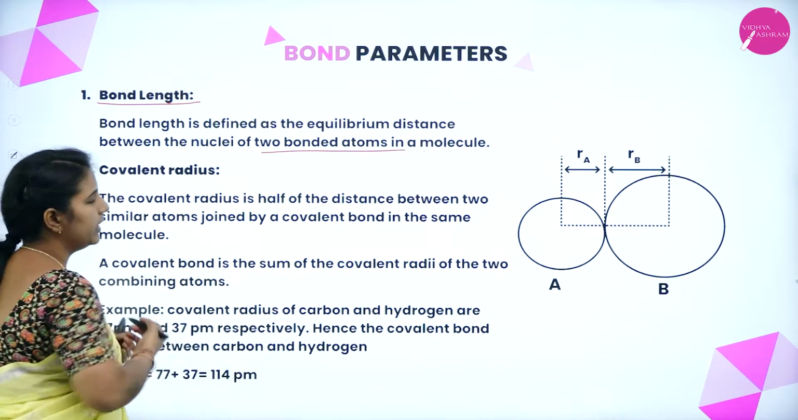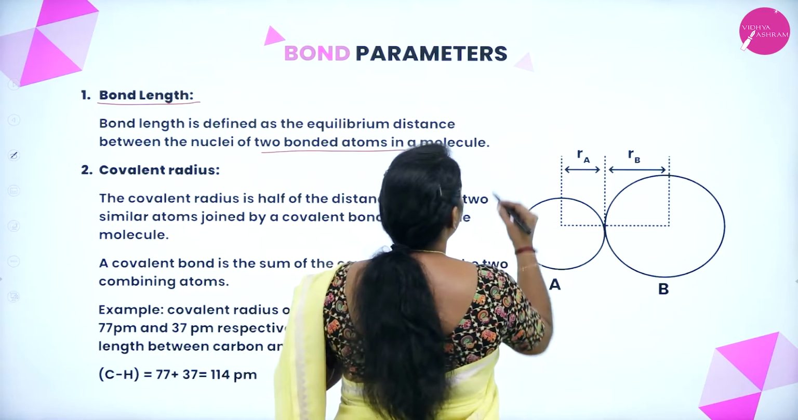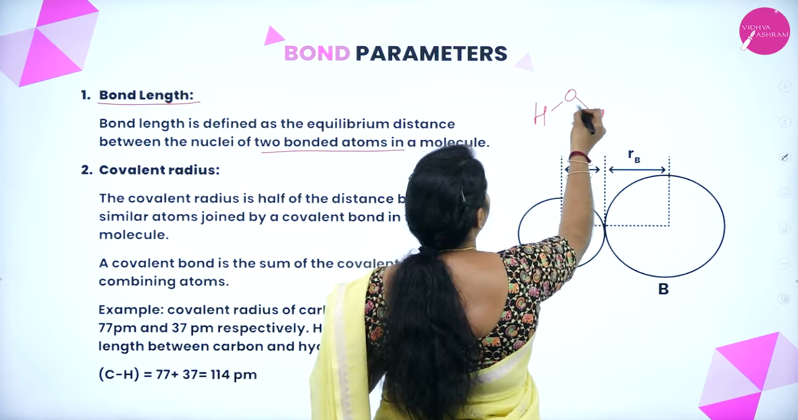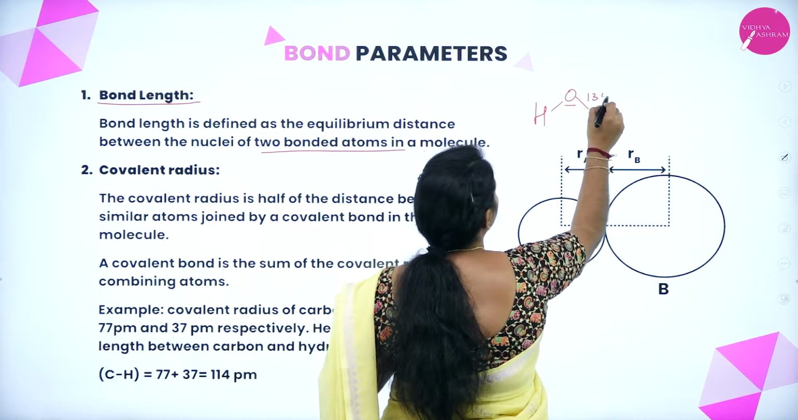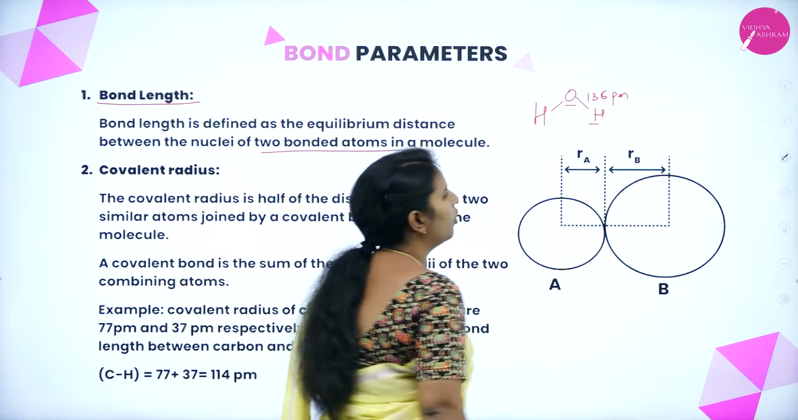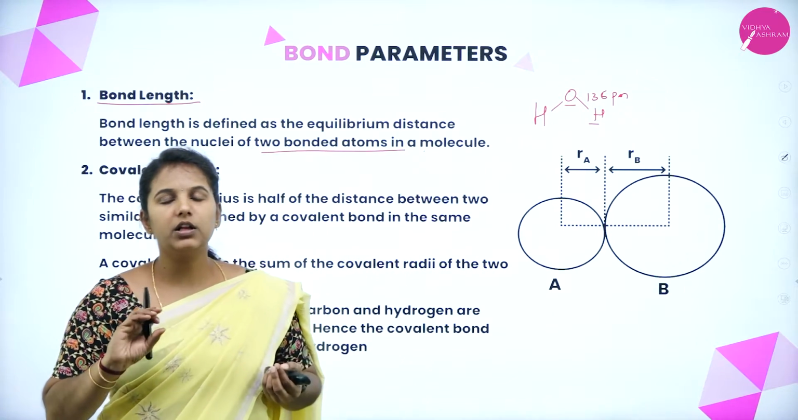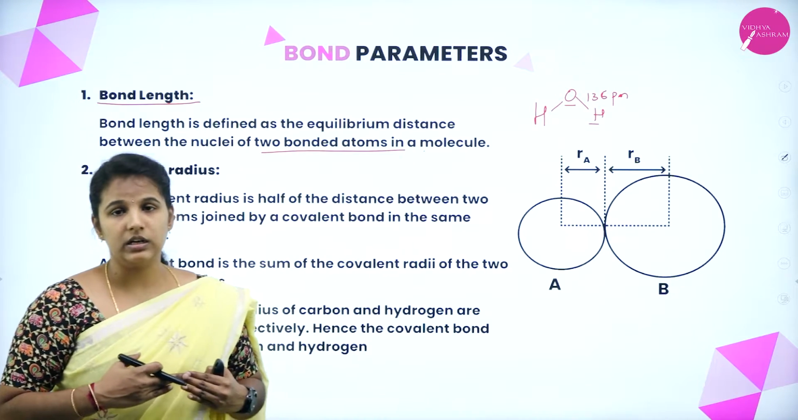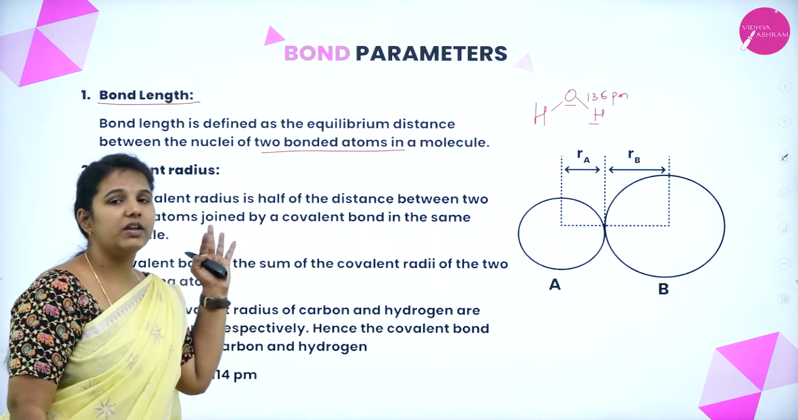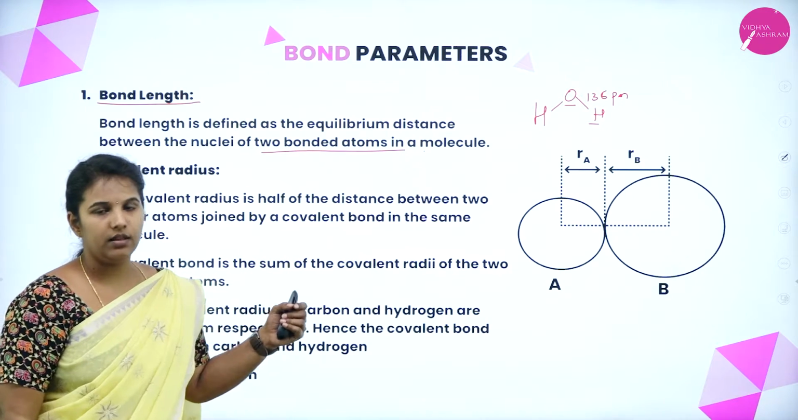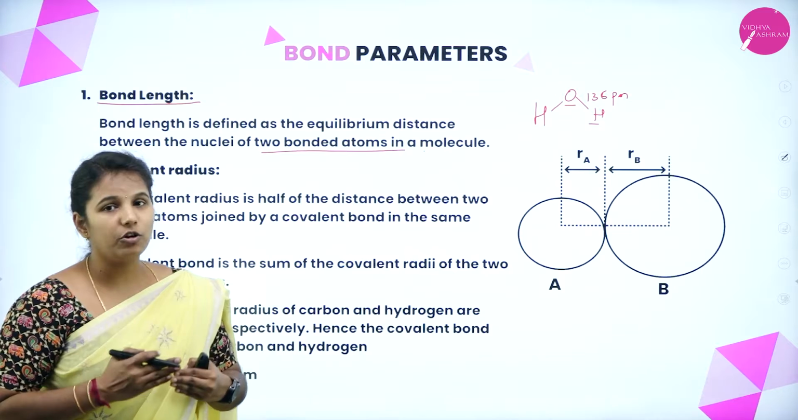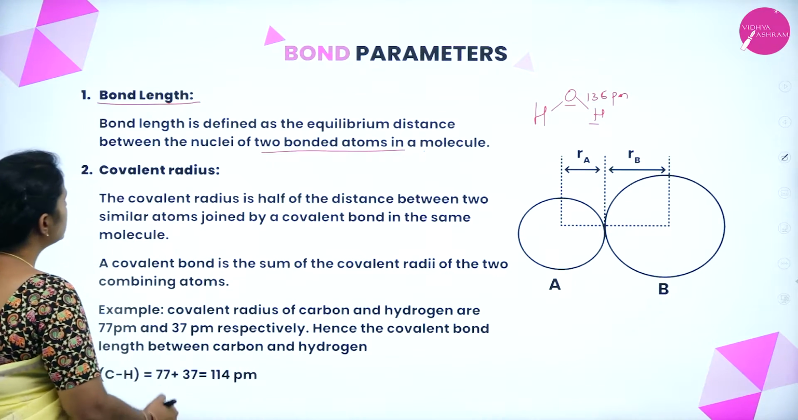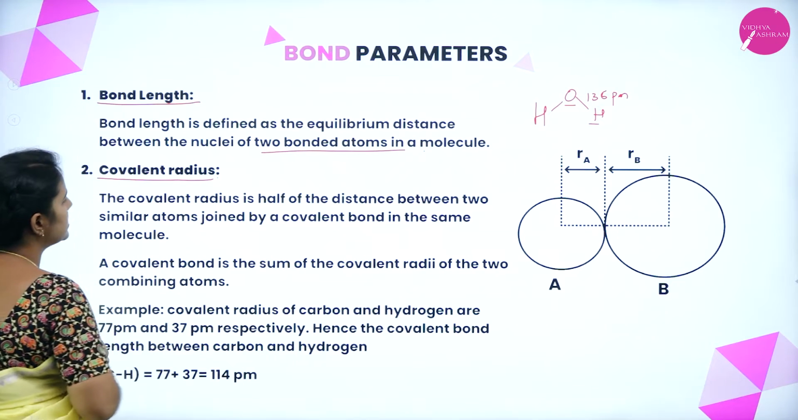as bond length. So for example, in the water molecule, we say that between the oxygen and hydrogen it has 135 picometer as the bond length. What does it indicate? Whatever equilibrium distance exists between the two bonded atoms, we call it the bond length. So what is the bond length? It is the equilibrium distance between the two bonded atoms. Okay. Next is covalent radius.